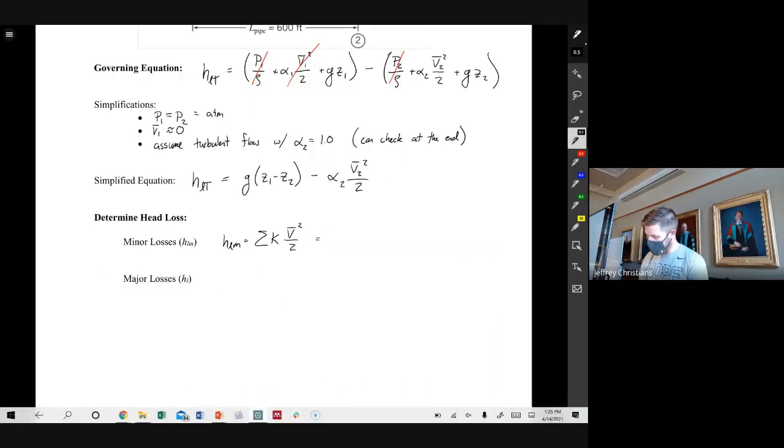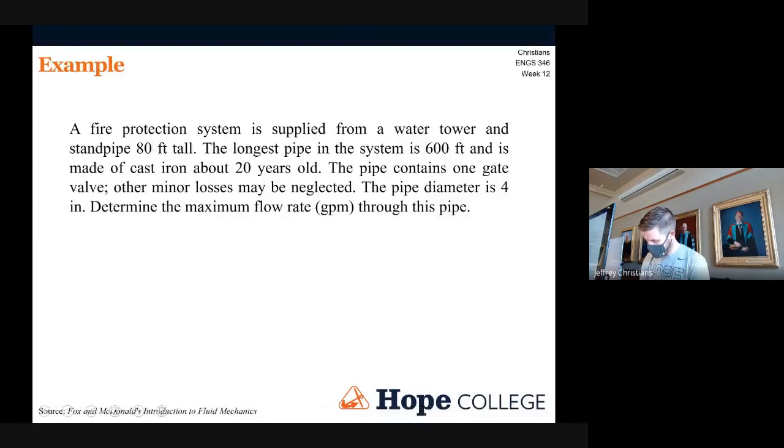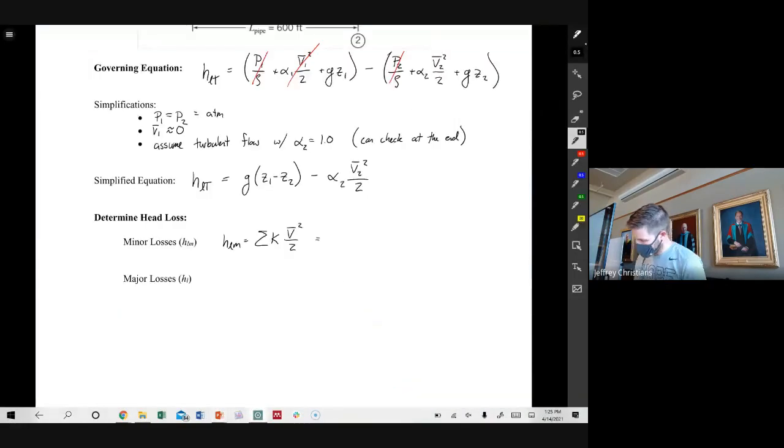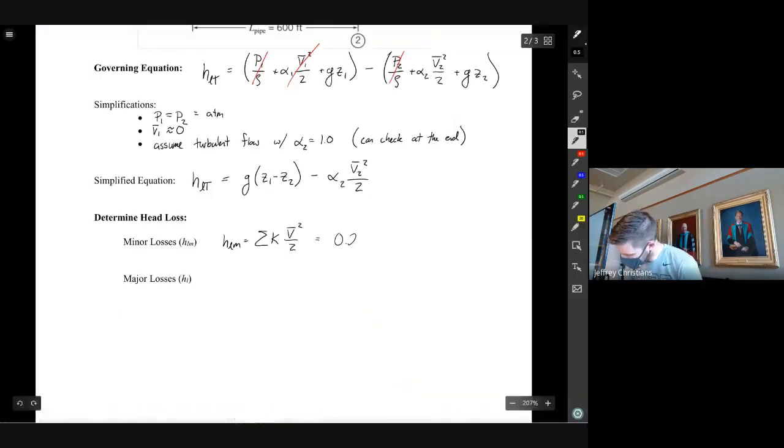So we have to go and look up what our minor loss coefficient is going to be. Let's go and look at this table. We have 1 gate valve. So when our gate valve is wide open, our minor loss coefficient is 0.2. Okay, so this equals 0.2 V2 squared over 2. And that's because the velocity going through the gate valve is the velocity going out.